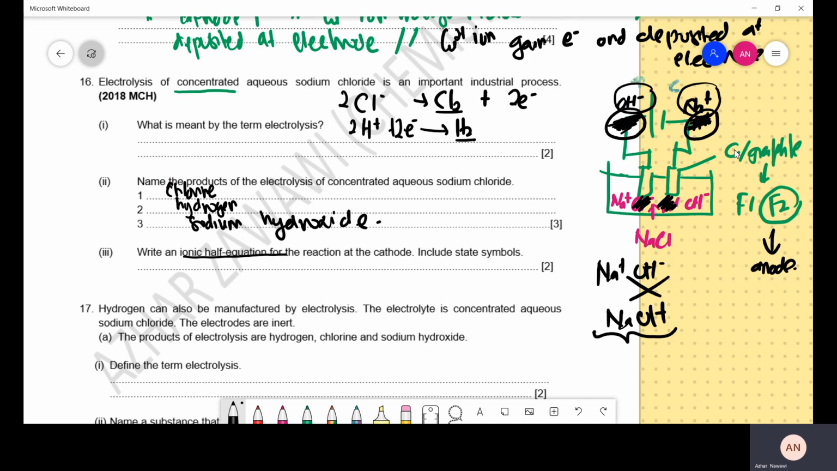Write the ionic half equation at the cathode. Include state symbols. Which one is the cathode? This one, right? So you choose H+. This one is the cathode and this one is the anode. You copy 2H+, with a state symbol. Is H+ liquid or aqueous? Aqueous, right? So write aq. Electrons are not needed. Hydrogen is solid, liquid or gas? Hydrogen gas. You put g, that is the state symbol.